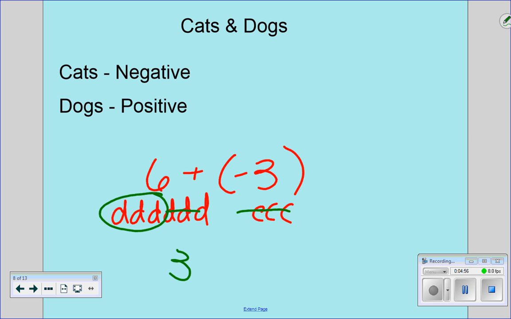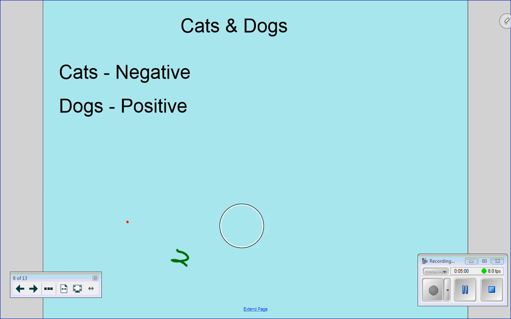Okay, so let's do another one. Let's do a bigger one. Let's do negative 57 plus 17. How many cats do I have? 57. Yep. How many dogs do I have? 17. So 17 dogs are going to run out. So how many cats are going to run out? 17. So I'm going to have what left? I'm going to have 40 cats, negative 40.